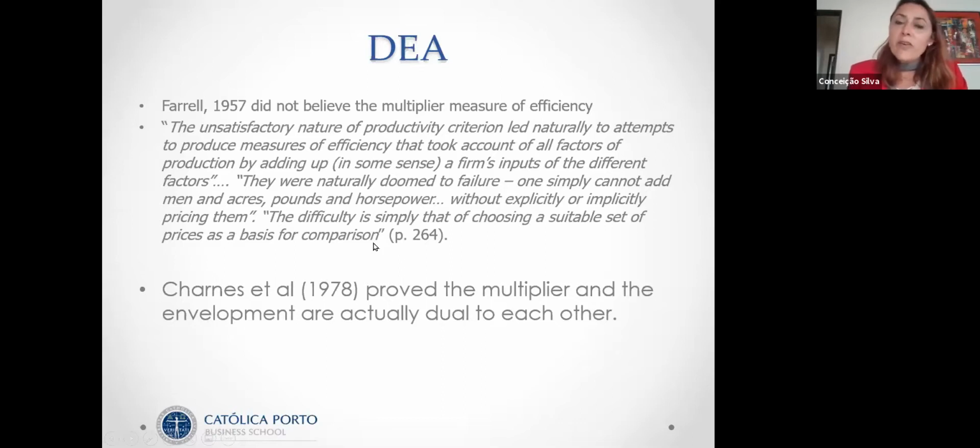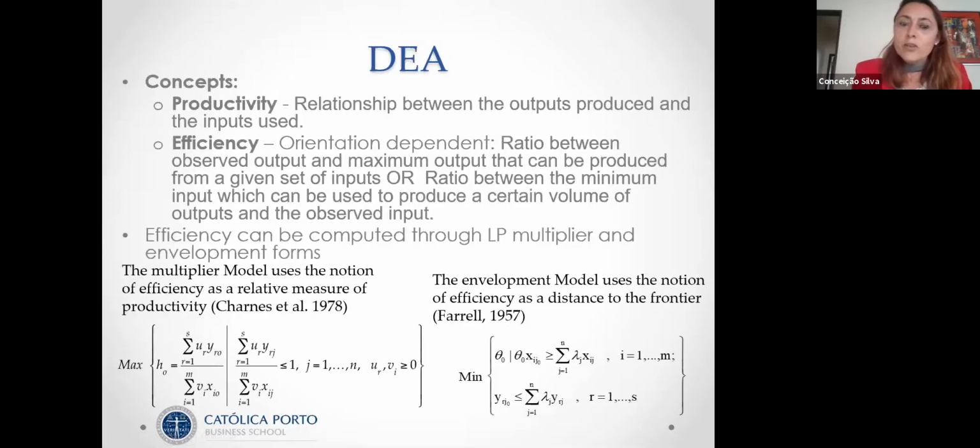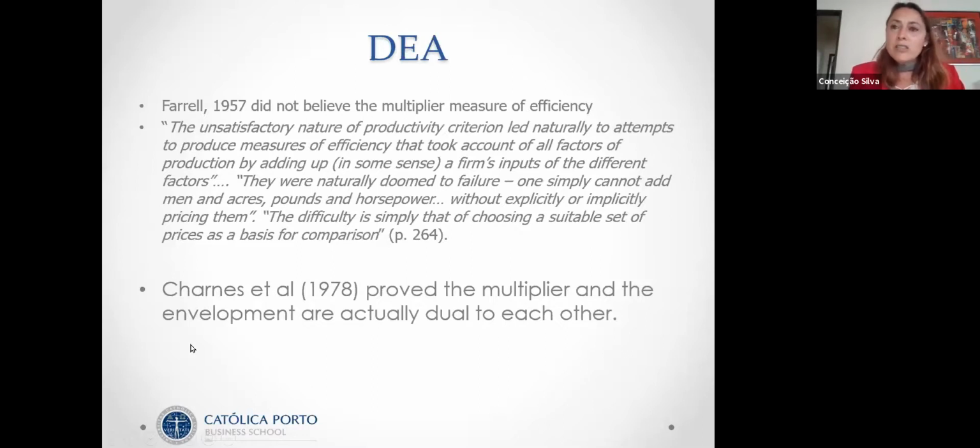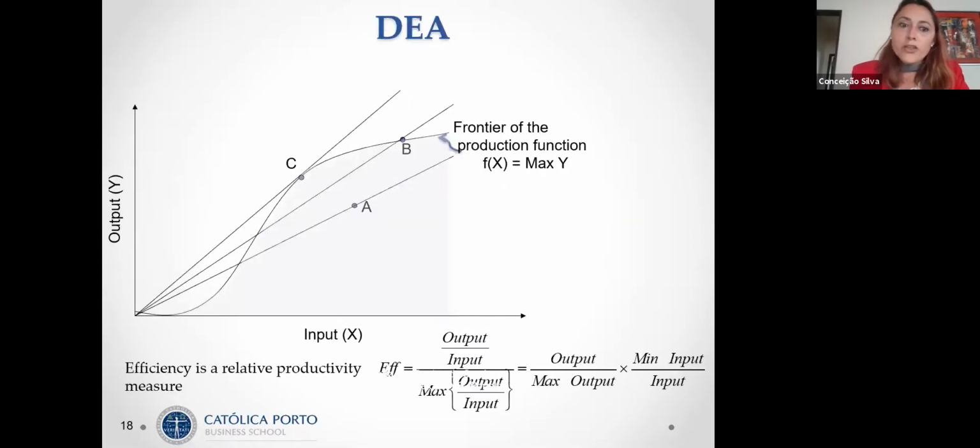So basically it says that it's very difficult to add different units of measurement, because when we add these various outputs, they are in different units of measurement. When we add these various inputs, they are in different units of measurement. What Charles Yeo found out is that they could let the LP model optimize these weights, or these implicit prices, to arrive at an efficiency measure. What happens is that these separate developments prove to be dual of each other. So this notion of efficiency as a relative measure of productivity and efficiency as a distance to the frontier are dual concepts of each other.